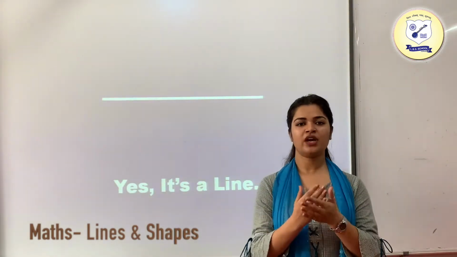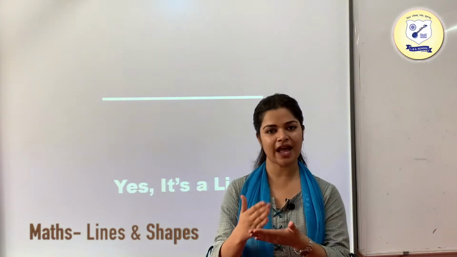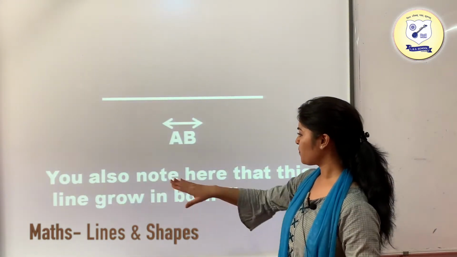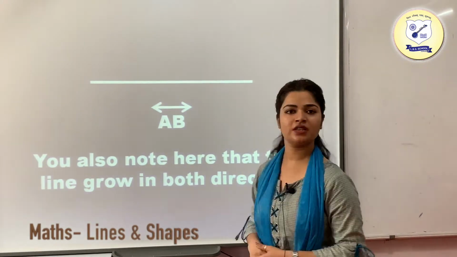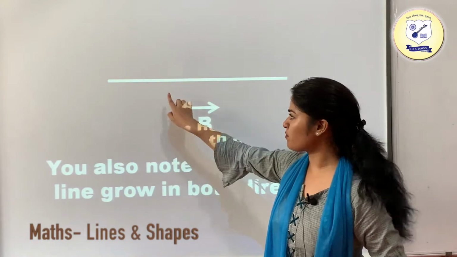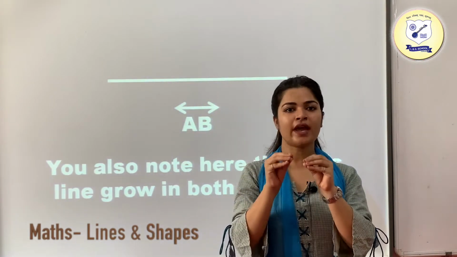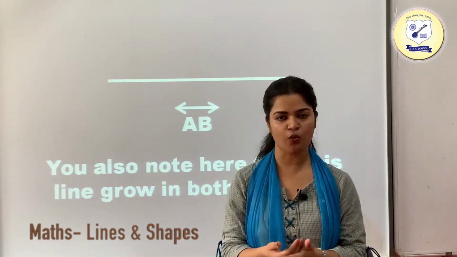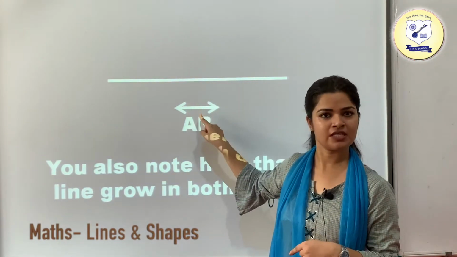So now we are going to categorize this into three things: line, line segment and ray. You also note here that this line grows in both the directions. I started drawing that line from this point, and after that we elongated that line. You can elongate a line in both the directions you want to. That's why we are having the arrow on both the sides of this line.